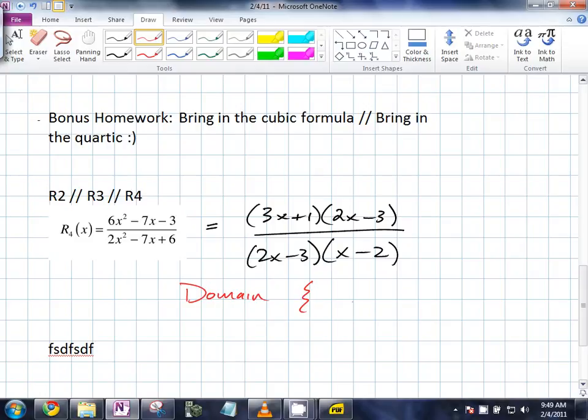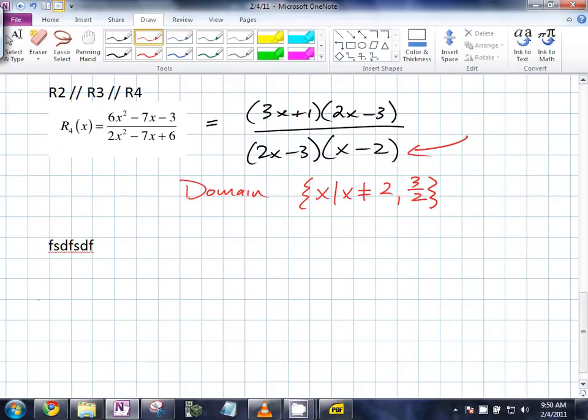Can someone tell me what the domain of this function is? Said properly? Olivia. Or 3/2. Yep, that is absolutely correct. The things that make the denominator 0. Now, looking at the original function, that's the easier way to do this.